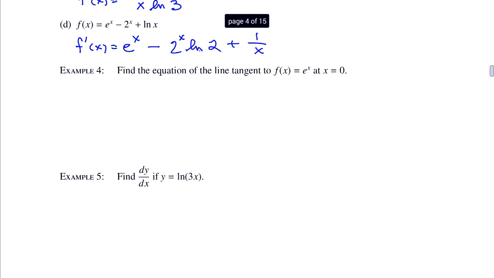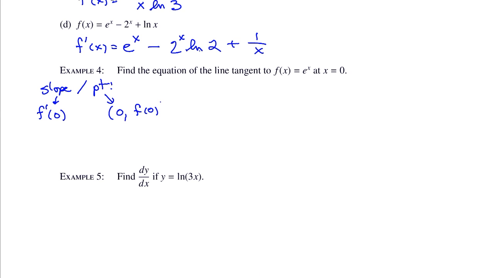Example 4. Find the equation of the line tangent to f of x equal e to the x at x equals 0. So to find the tangent line, the equation of the tangent line, we need two things. We need the slope and we need the point. Where does the slope come from? The derivative. And so this is going to be the derivative at 0, f prime of 0. And the point, where does it come from? It's going to be 0, comma, f of 0. Because we're dealing with x equals 0 right here.